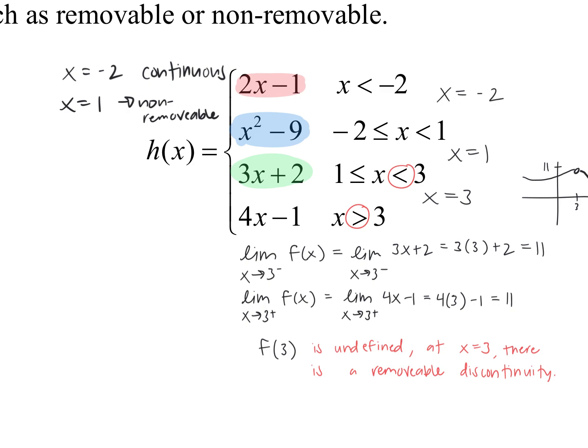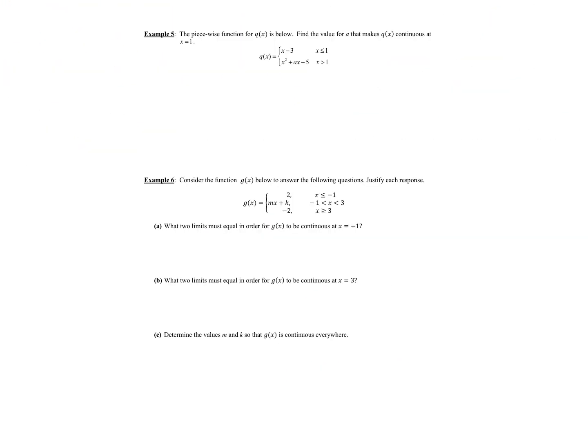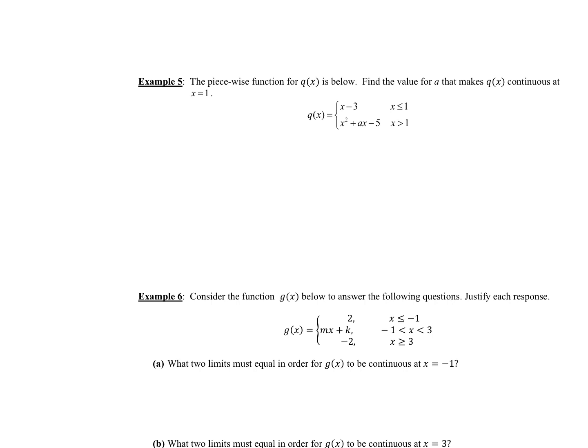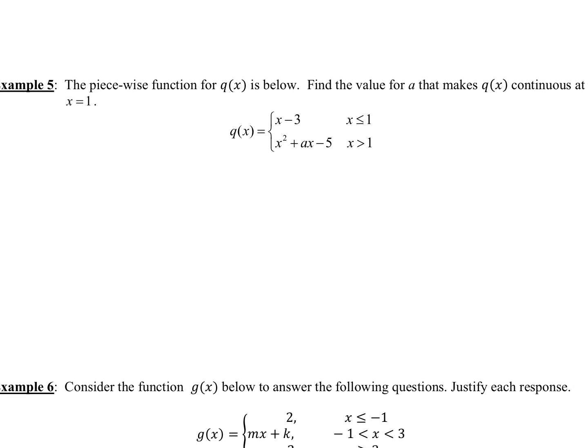Okay, then let's look at example 5. Next page, right? Yes. Okay, last 2 are going to throw an extra variable at you, okay? It's really not that bad. We just got to set up our equations, and we got to solve for our missing variable, okay? So example 5, we've got this piecewise function. We need to find the value of a that makes q of x continuous at x equals 1, okay? So to find continuity, we got to check the left-hand limit, the right-hand limit, and they should be equal to each other, right? So let's just start by finding both of those.